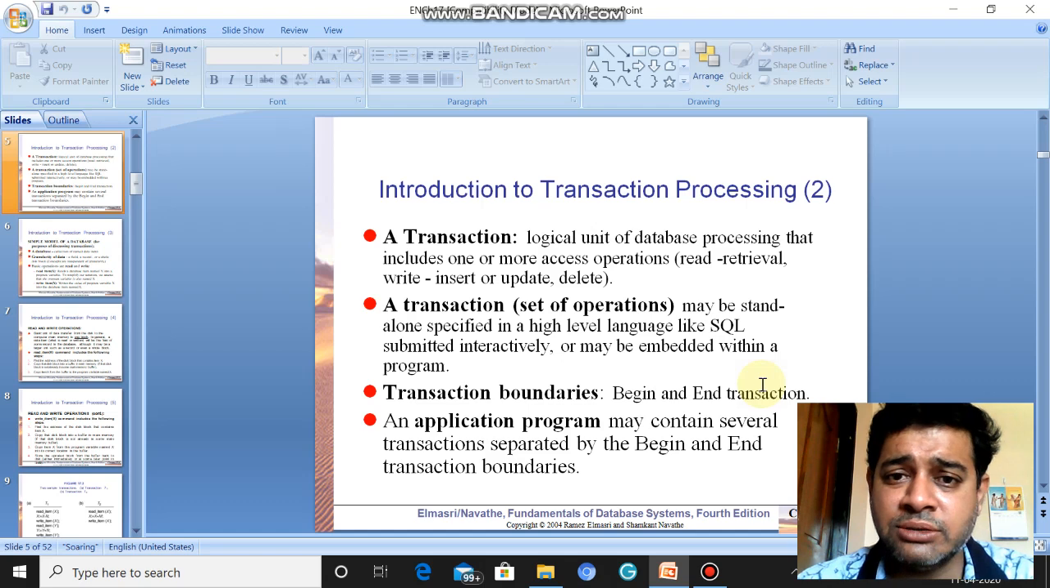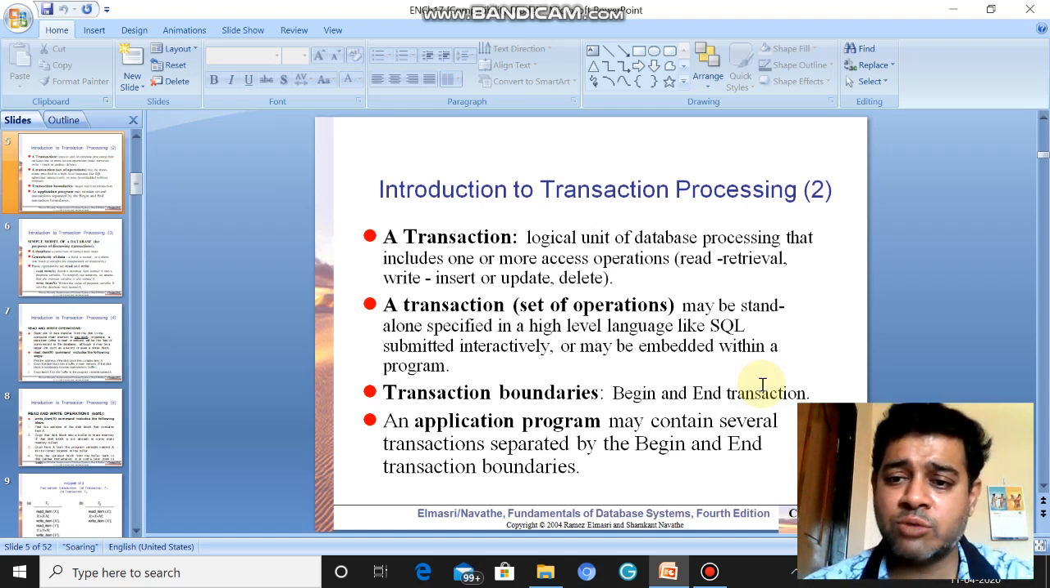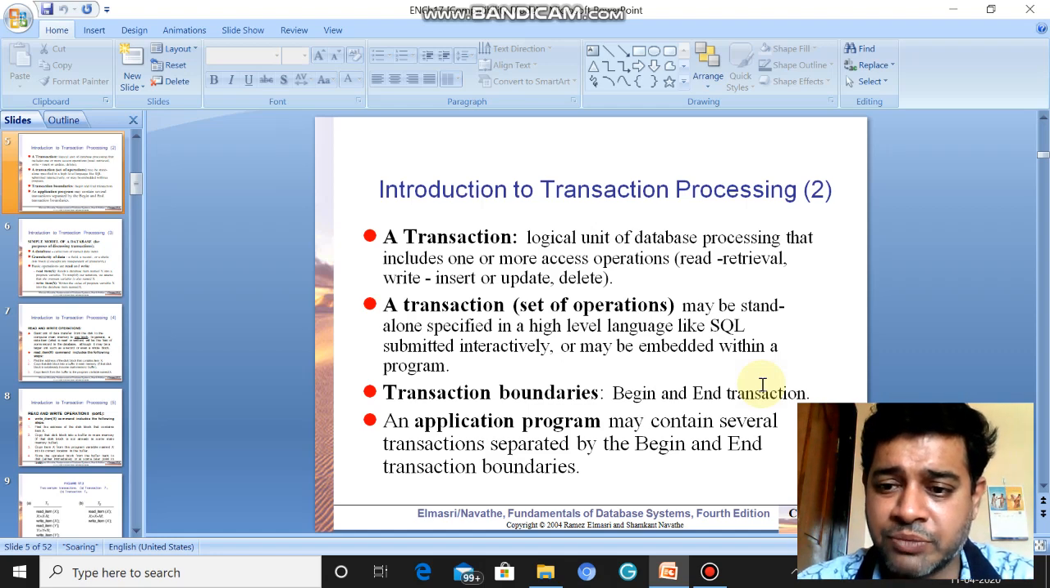Now the definition of a transaction goes like this: it's a logical unit of database processing that includes one or more access operations. Access operations here mean read, that is reading data from the database, which we generally call retrieval from the database. And the second one is write, that is when we insert some data into the database, update an existing value, or delete some values from the database. That's what we call a transaction, but it should happen in real time with real data.